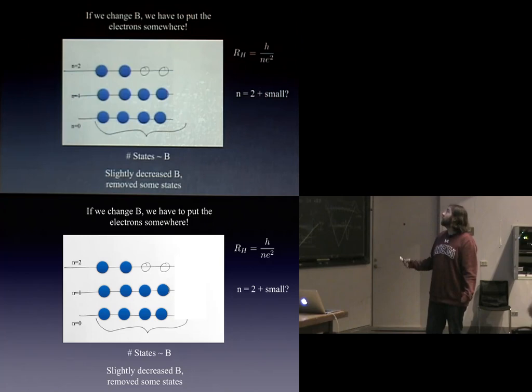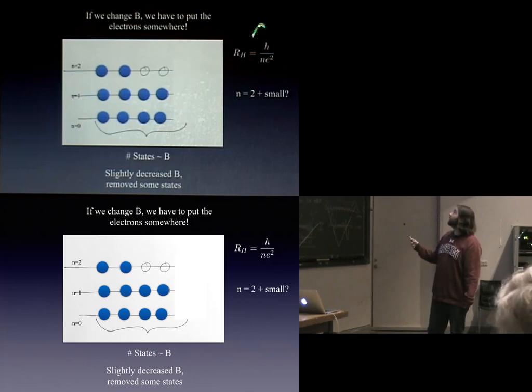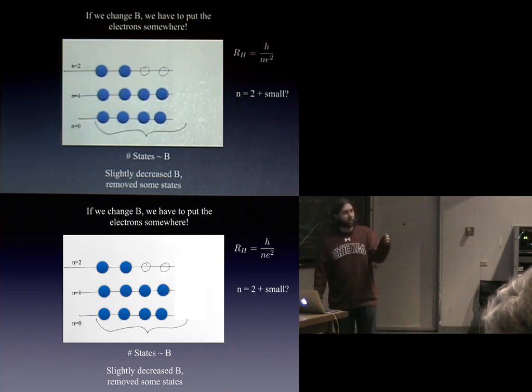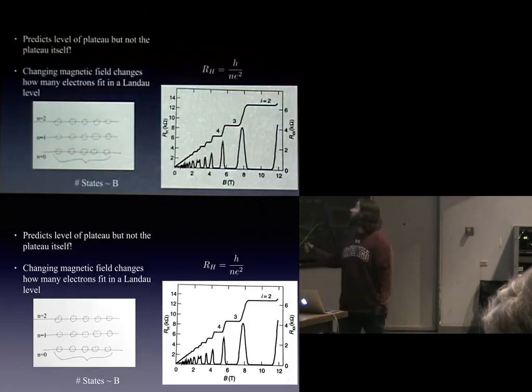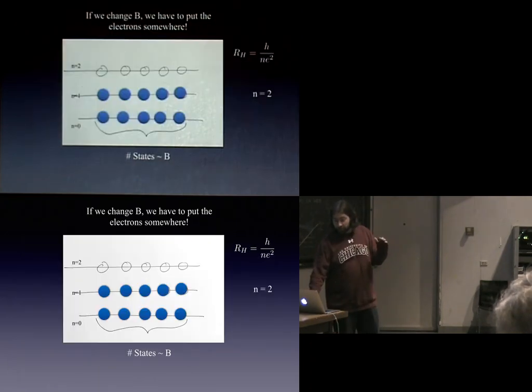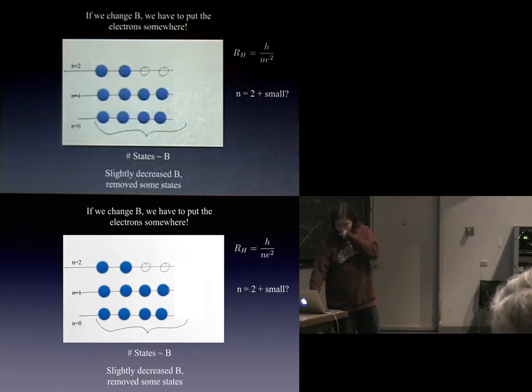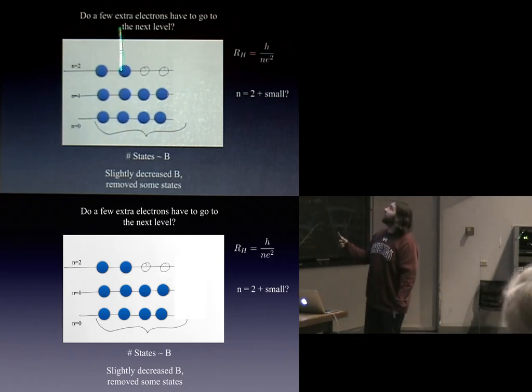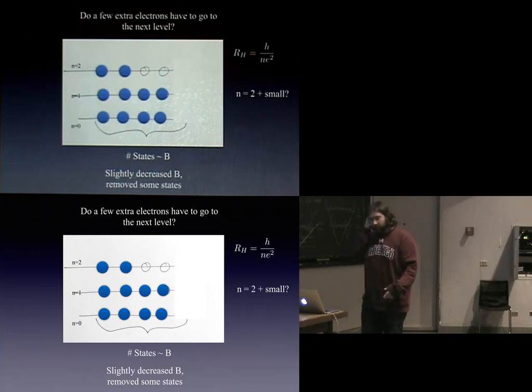But that doesn't work, because this tells me that in this formula, n isn't just 2. I have to worry about these states as well, so it's really 2 plus this small excess up here, which tells me that if I change the magnetic field a little bit, the resistance should change a little bit. But that wasn't what we saw experimentally, right? Experimentally, we saw that you could change the magnetic field a little bit, and that value did not change. It was really strictly constant. So, do these electrons really have to get kicked up to this next level, or is there something else we can do?